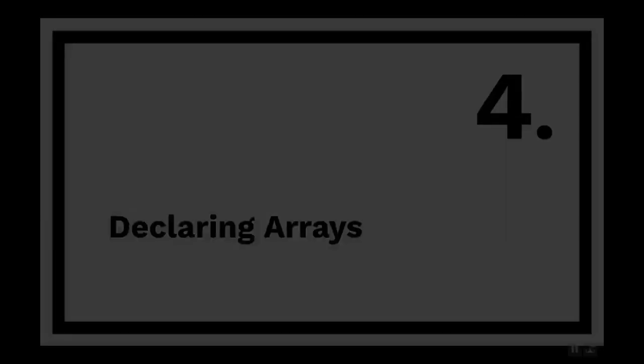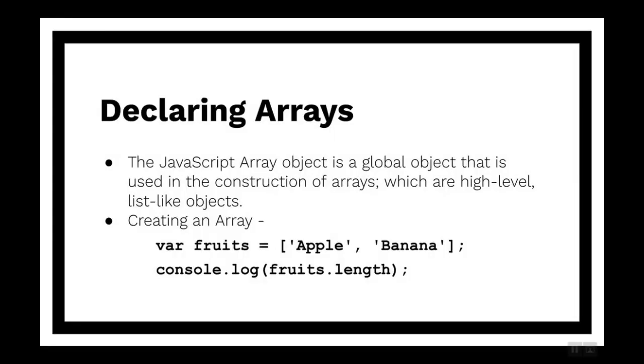Declaring arrays. So you already know how to declare an array. In this case, we have an array of fruits, and array again is an object in JavaScript, and like any object, you have some methods on it. So in this case, when you see console.log and we pass in the array.length, that means it will return the length of 2 because we have 2 items in there.